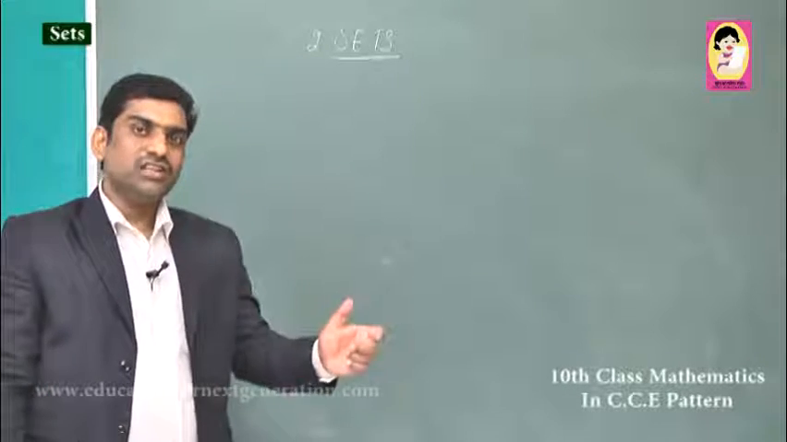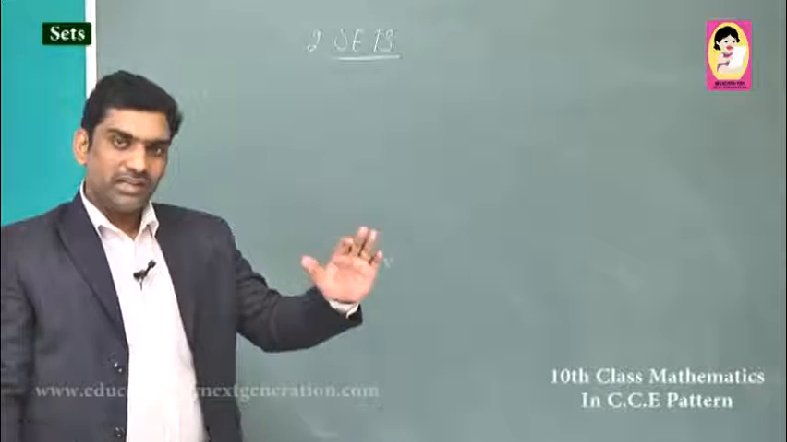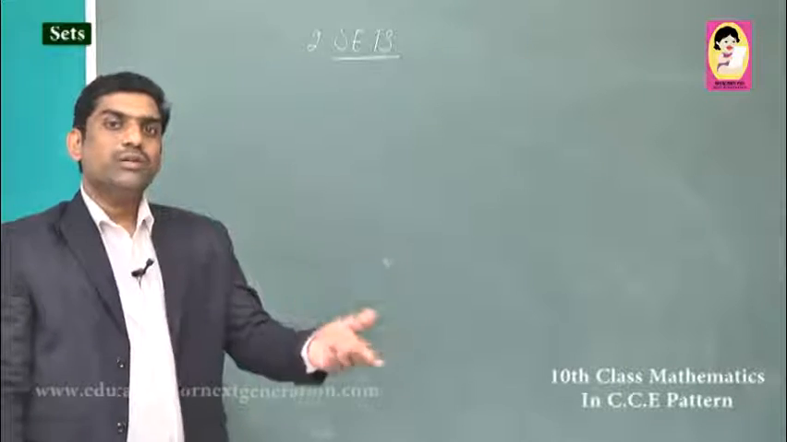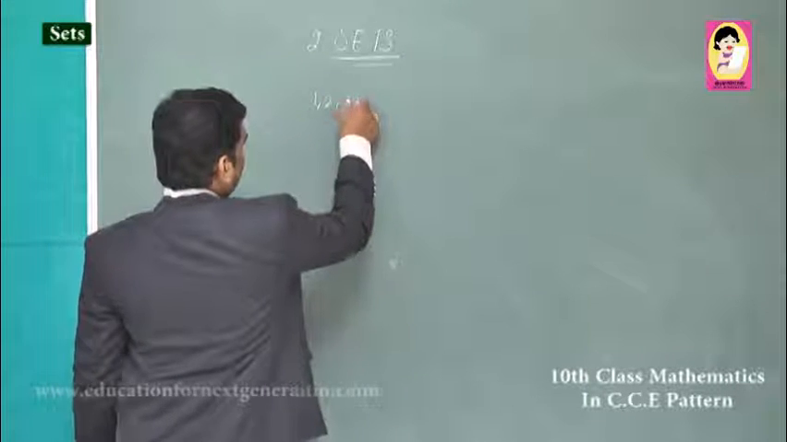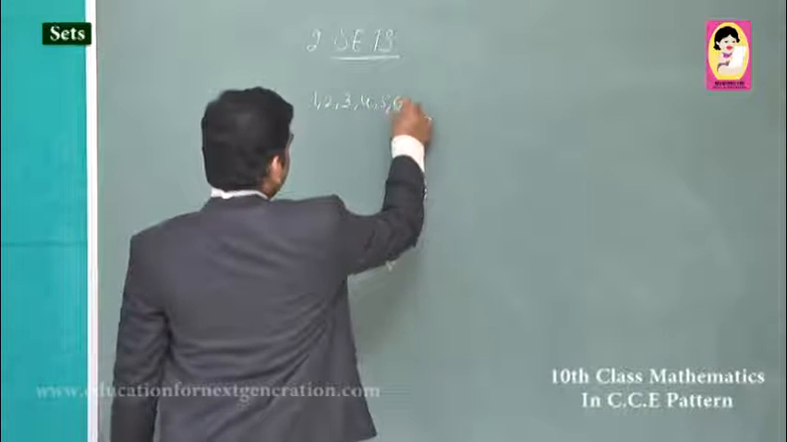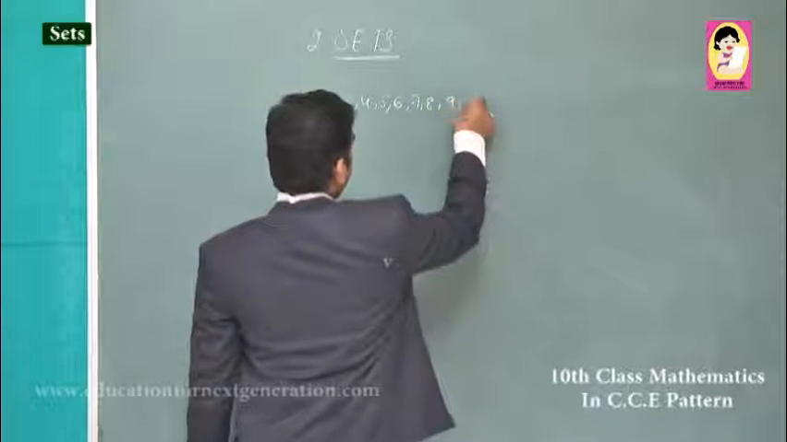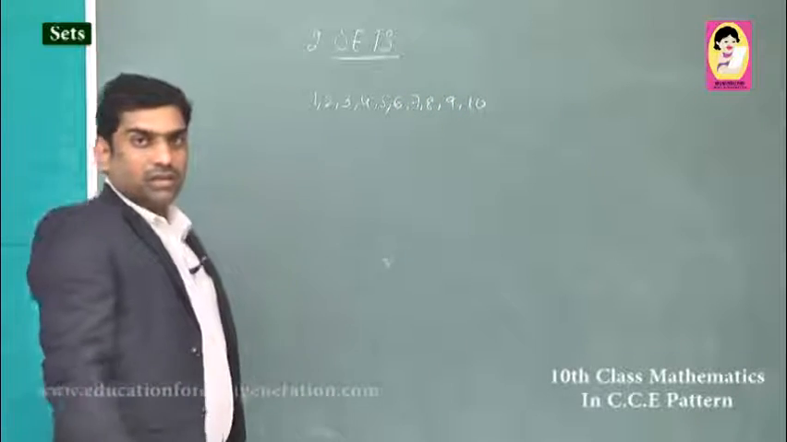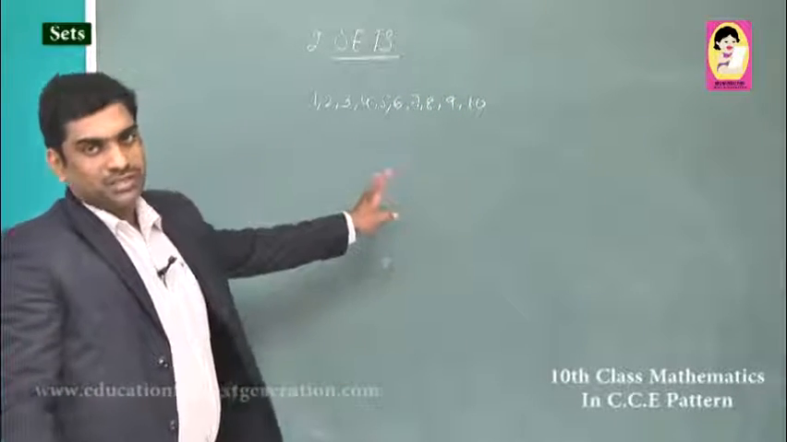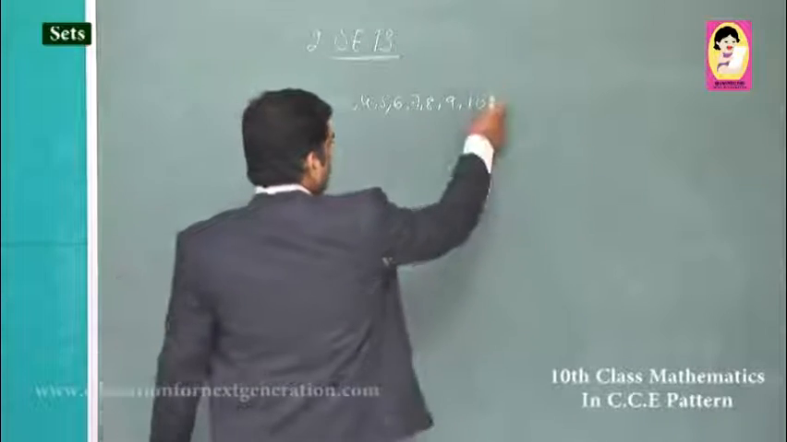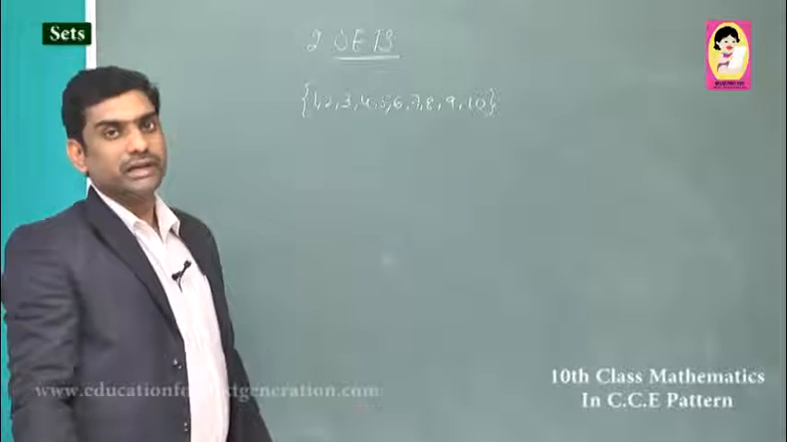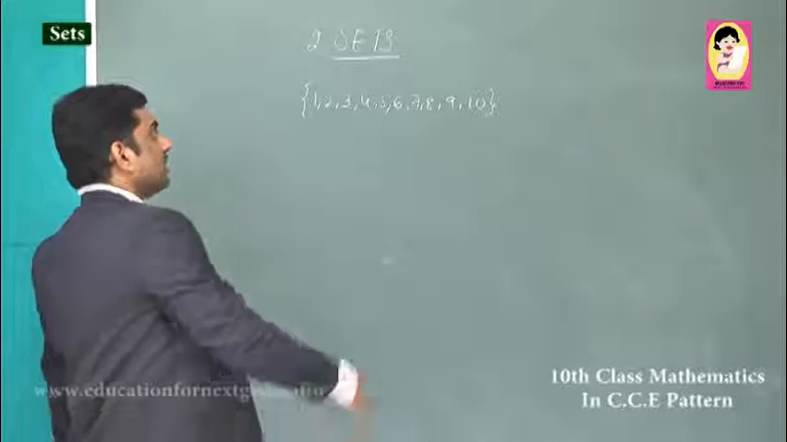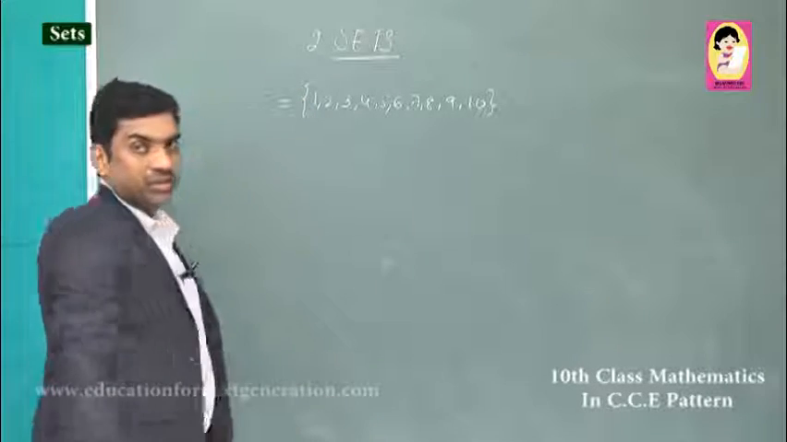Set of first 10 natural numbers. Is it a well-defined set or not? Yes, it is a well-defined set, because we are saying 1 to 10 natural numbers. We know the numbers: 1, 2, 3, 4, 5, 6, 7, 8, 9, 10. If you write like this, it cannot represent the set. We have to enclose these numbers with curly brackets, or flower brackets. Then it is called a set.